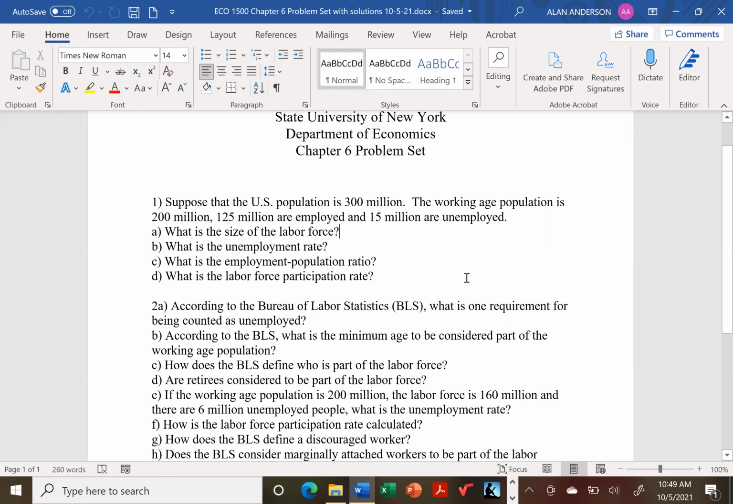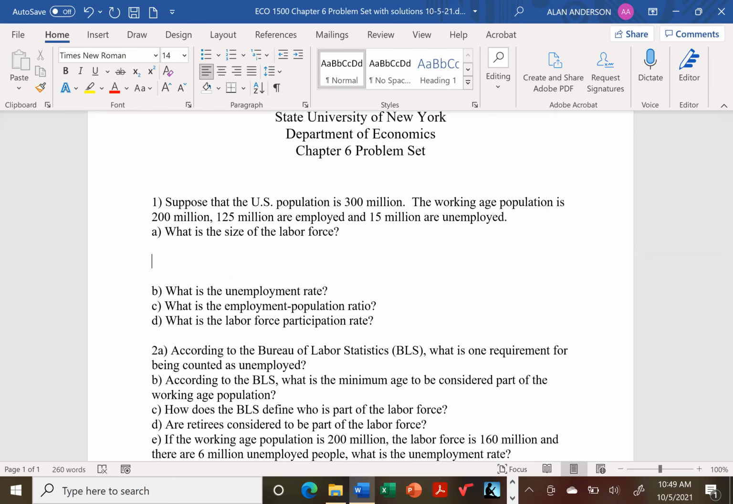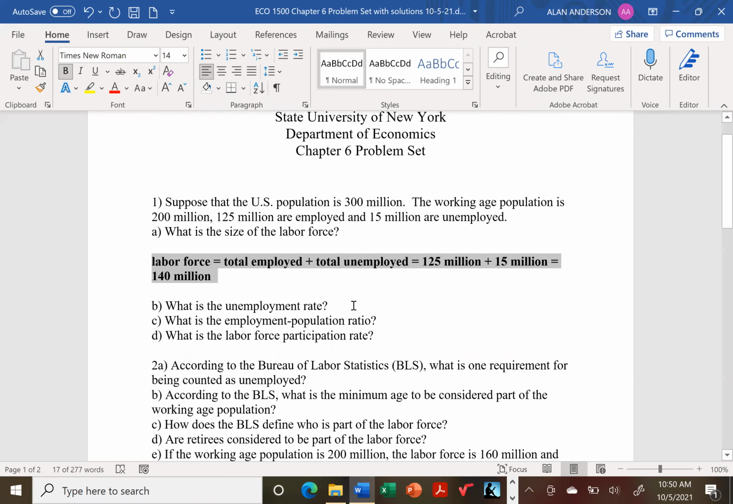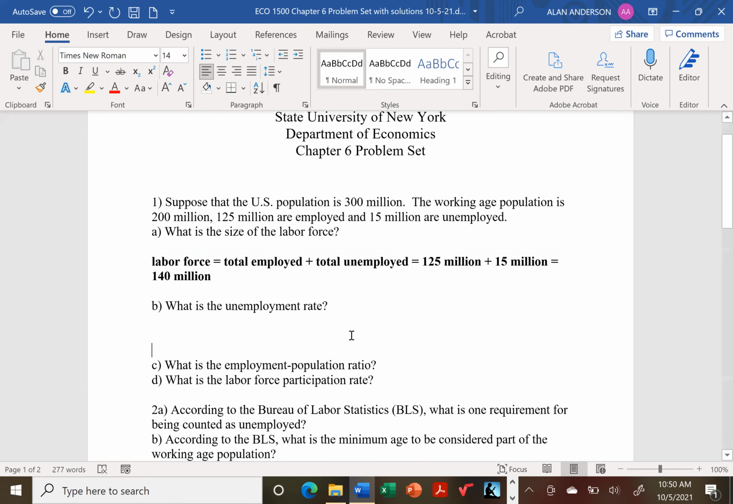Now, the labor force is defined as total employed plus total unemployed, which means in this case, 125 million plus 15 million equals 140 million. So that's how many people are available for work, basically. People who are currently working and people who are actively looking for a new job.